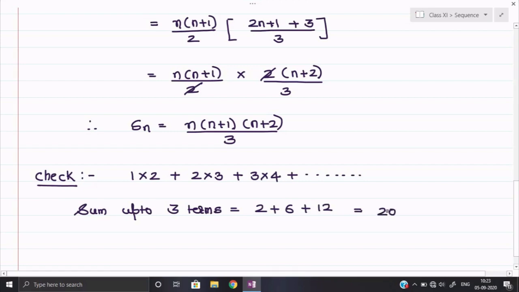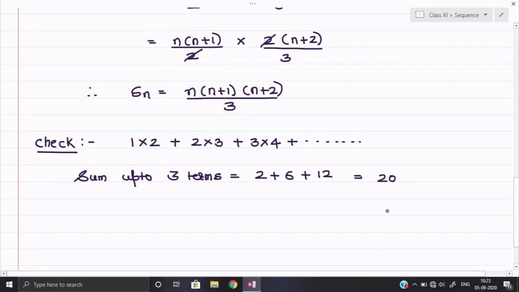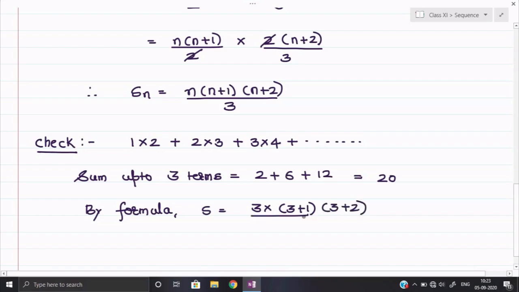Manually. Now let us check with the help of the formula. By formula, whatever formula we have generated here, for 3 terms, is it giving us the sum correctly? S is equal to 3 into the bracket 3 plus 1, then 3 plus 2, divided by 3. 3 and 3 got cancelled here. 3 plus 1 is 4 and 3 plus 2 is 5. And 5 and 4 you multiply, you get the answer 20.